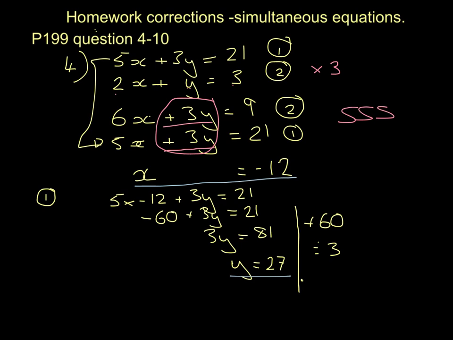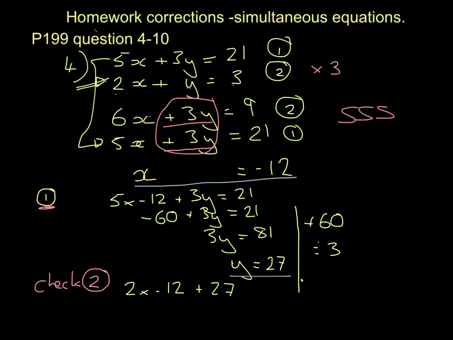To check, and I would really recommend checking, especially as a lot of you are unsure on this, I'm going to substitute my two values, x and y, into the one equation we've not used yet. So we used 1 here, we're going to check it into equation 2 now. So using equation 2, that's this version here, because that is the simplified version. We're going to say 2 lots of minus 12 plus 27, and that should equal 3.